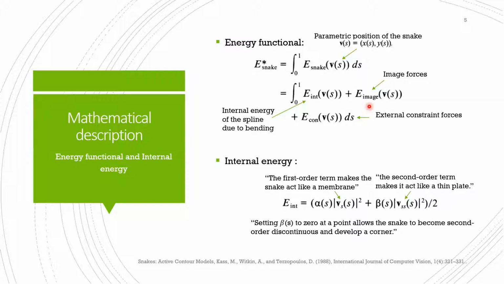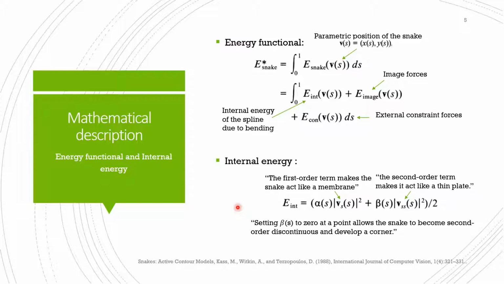The second term is the energy of the image forces. I'll explain all these one by one. And the third term is the energy from external constraint forces. This is like a user can either attract or repel a snake using external forces.